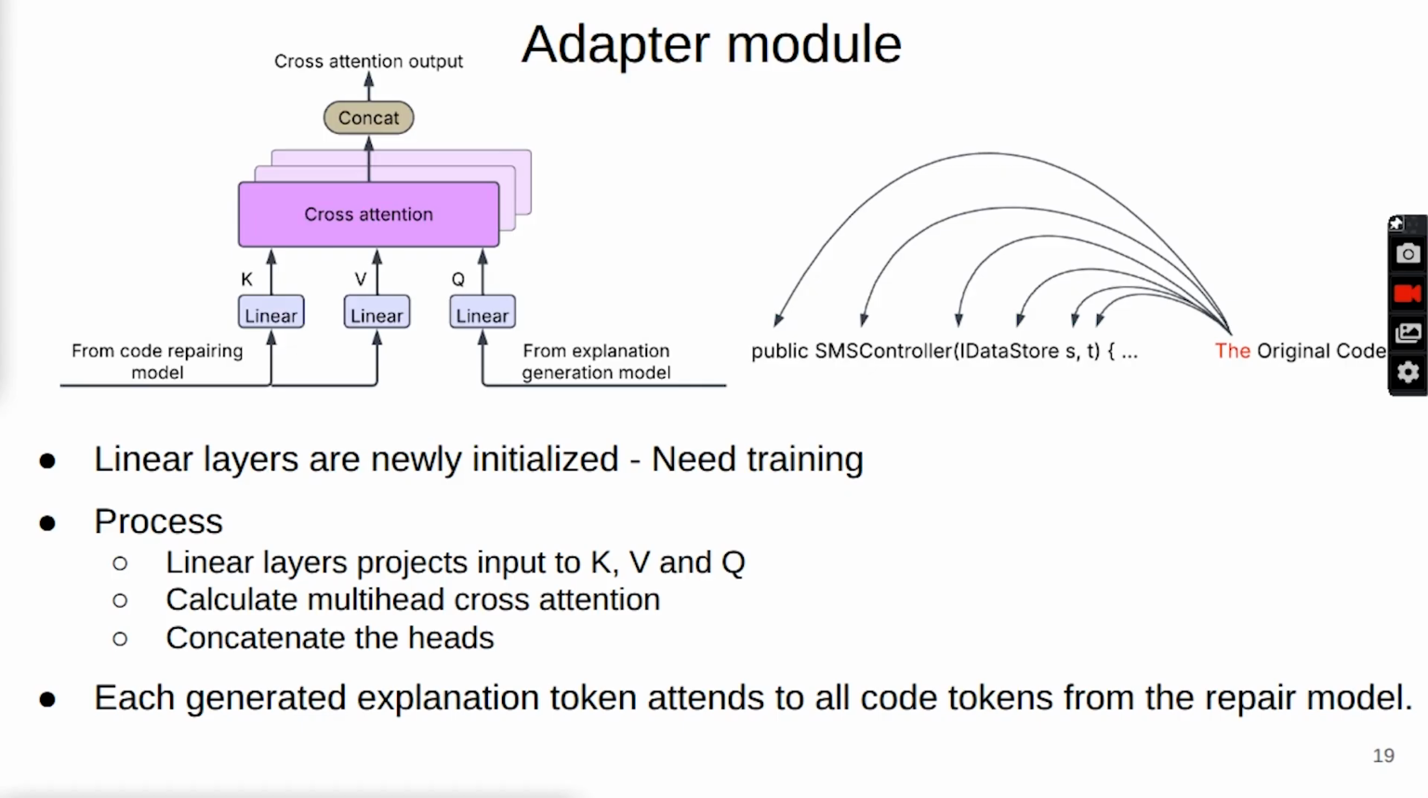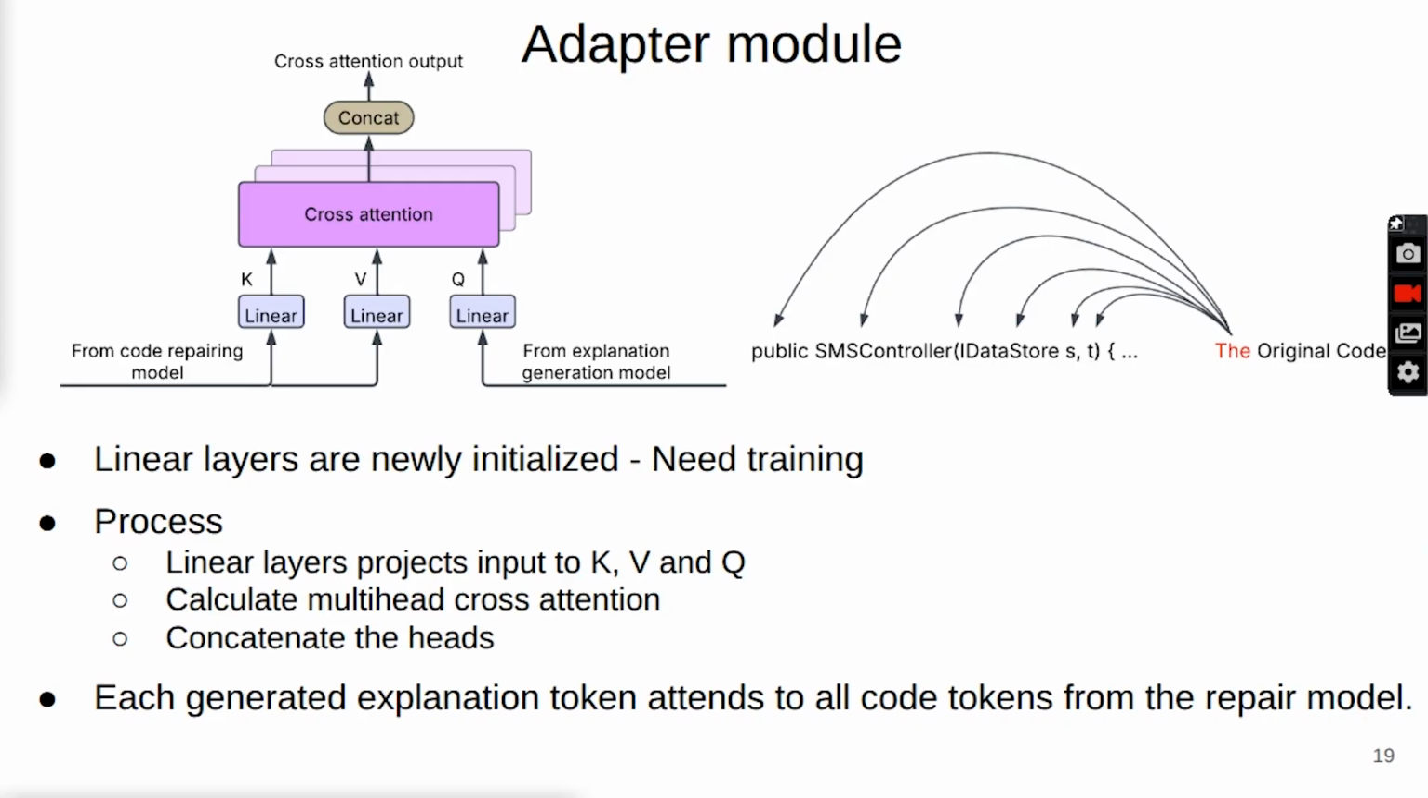This slide explains the adapter module, which connects the code repairing model with the explanation generation model. On the left, we can see the architecture of the cross-attention mechanism. The adapter module is responsible for allowing the explanation model to focus on the internal representations coming from the APR model. We introduce new linear layers to project the output from both models into query, key, and value vectors, which are then used to perform multi-head cross-attention. These linear layers are randomly initialized and need to be trained from scratch.